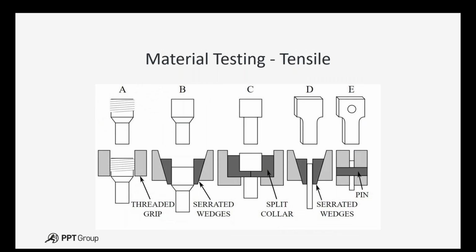And as an example, for one of the testing standards for the metals, you can see here that you can have a threaded grip. You can have serrated wedges to hold a wedge grip, which is going to tighten as the force increases. You can hold the shoulder of it with a split collar on round samples, flat samples, serrated wedges, or even a pin grip, which is a vice grip with a pin through to hold it. So there are lots of different types of grips you can use.